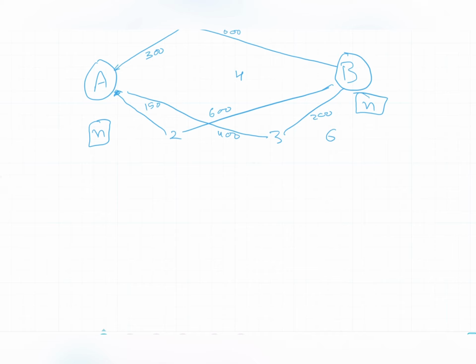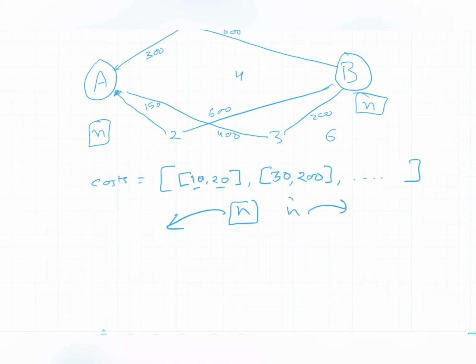And we are given an array costs where the first element is the cost to fly the first person to city A and city B. Similarly, the second is the cost to fly the second person to city A and city B, and so on, right? So provided this data, we need to return the minimum cost to fly n young people to city A and n young people to city B.